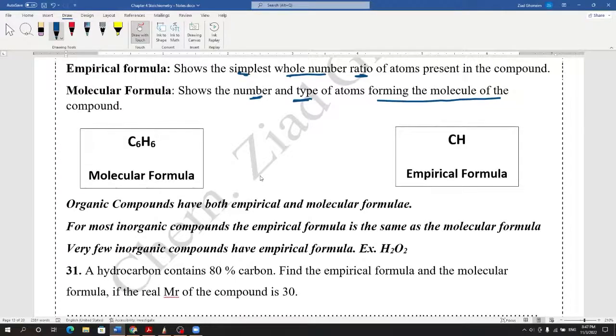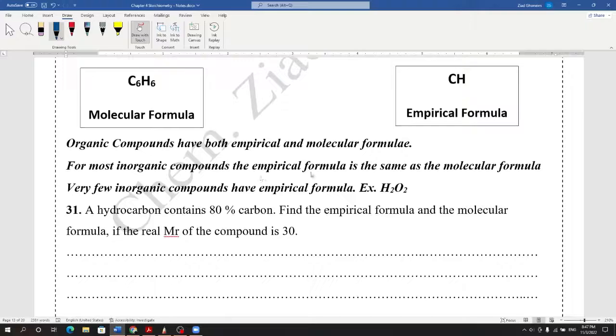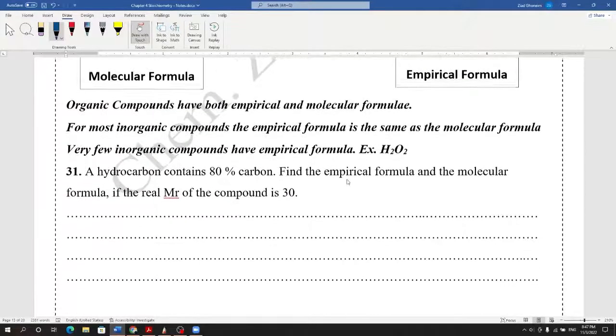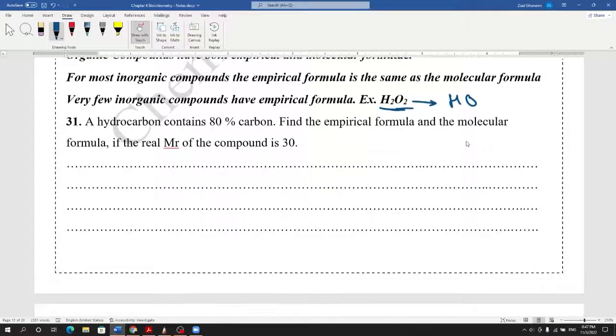Organic compounds have both empirical and molecular formula. Most inorganic compounds, the empirical formula is the same as the molecular formula. Very few inorganic compounds have an empirical formula that differs, like hydrogen peroxide, which has an empirical formula of HO. Right? Now, let's take an example.